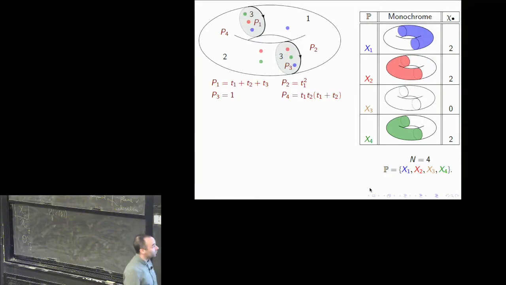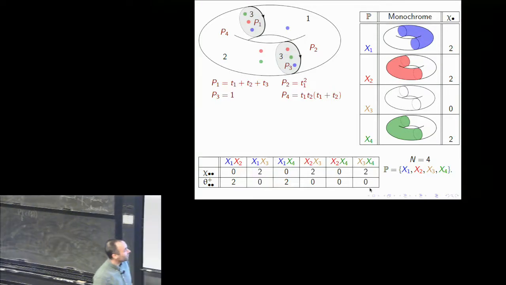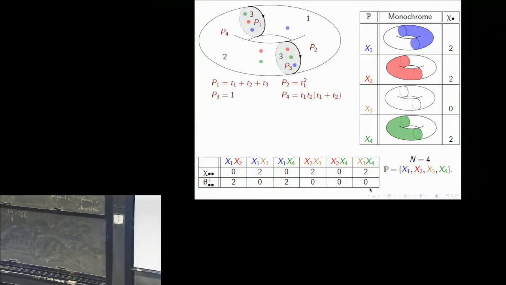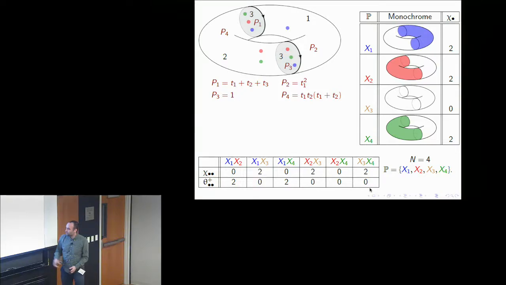So this is done. Okay, so now I can play another game. I can take two pigments and look at the symmetric difference of the two monochrome surfaces. Okay, so for example, maybe I should have said something. It's definitely possible that one monochrome surface is empty. The monochrome surfaces can be disconnected. I mean, they don't have to be connected.